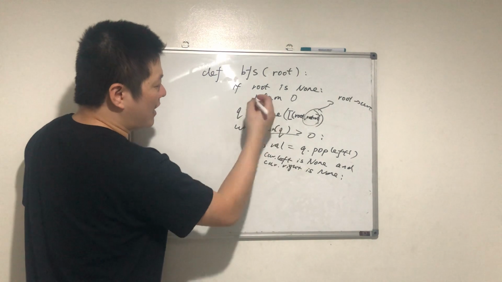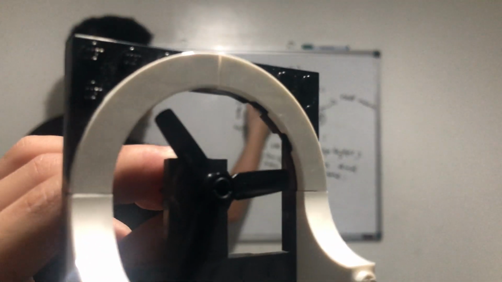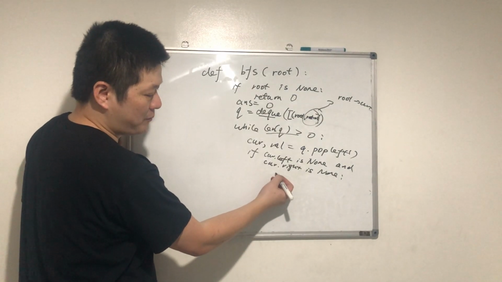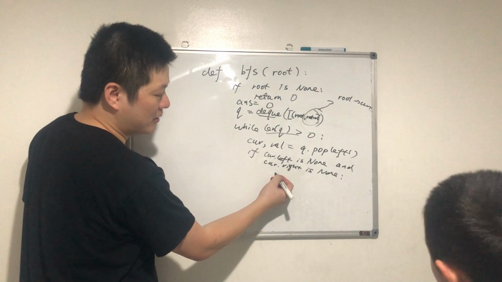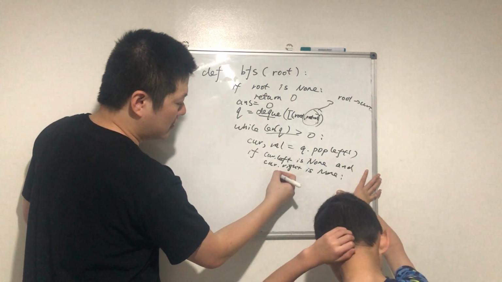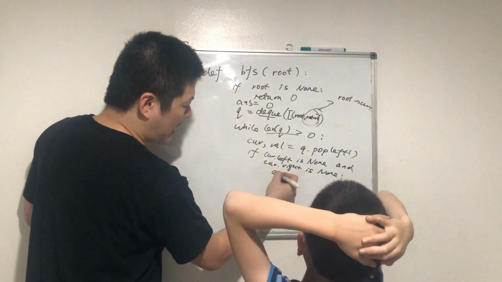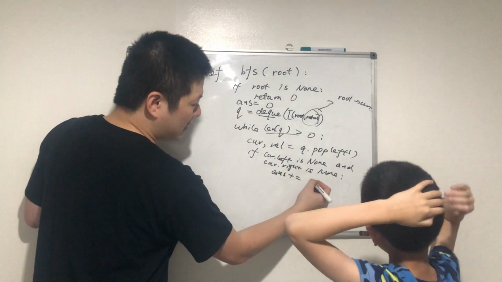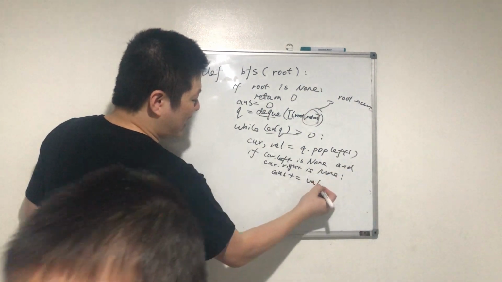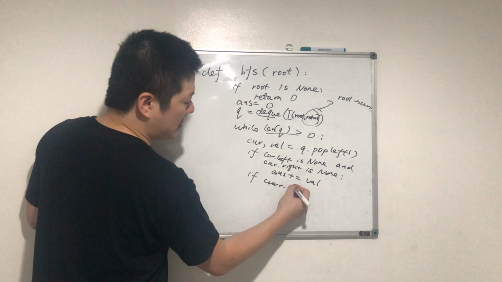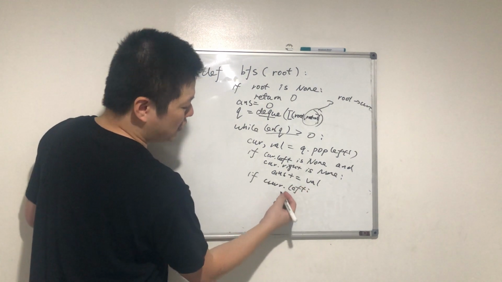If it's a leaf node, okay, then let's add this to the answer. So what should we do now? If it's a leaf node, what should we do? We shall add it. Add it to what? Answer. Add it equal what? Value. Very well done.